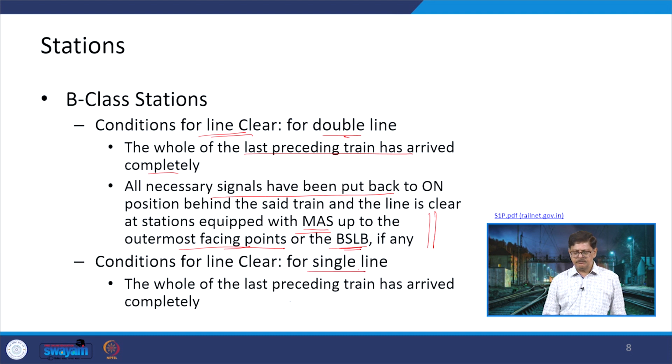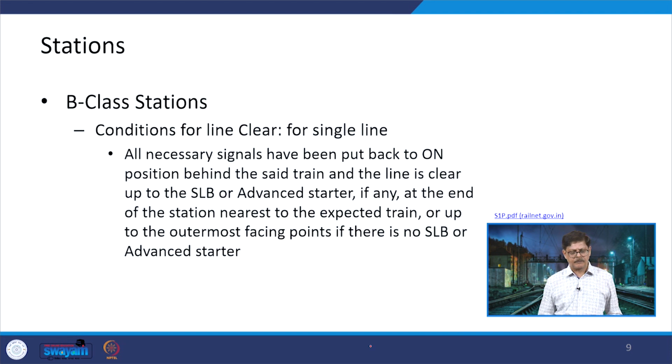In the case of single line, this always remains there that the whole of the last preceding train has arrived completely. All necessary signals have been put back to on position behind the said train and the line is clear up to SLB. SLB is the shunt limit board or advanced starter if any at the end of the station nearest to the expected train, or up to the outermost facing points if there is no SLB or advanced starter. So, there are two conditions which have been talked about, with or without SLB. So, accordingly then line clear conditions are going to be defined.